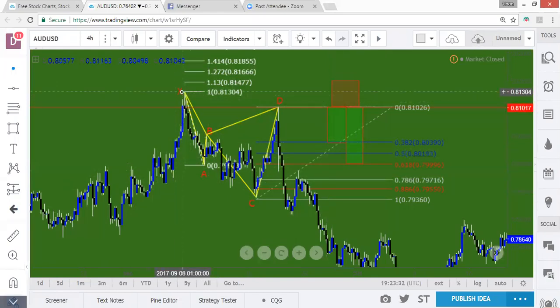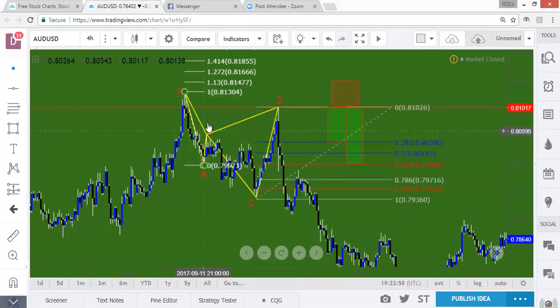All right, so X to A. Once we've identified our X to A move, which is just the impulse, we'll be measuring everything according to that move, of course. From A to B, all we need is a minimum 382, which is what this pattern did. We need a minimum of a 382 retracement. If it doesn't hit the 382, then it's not a valid retracement. We need a minimum of the 382.